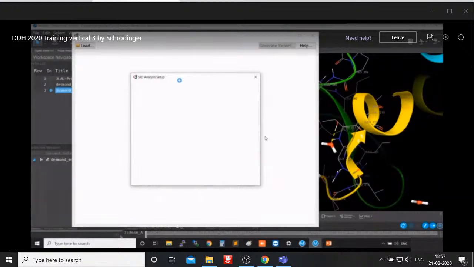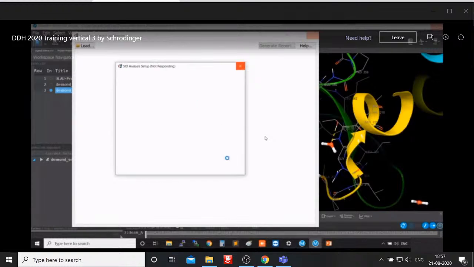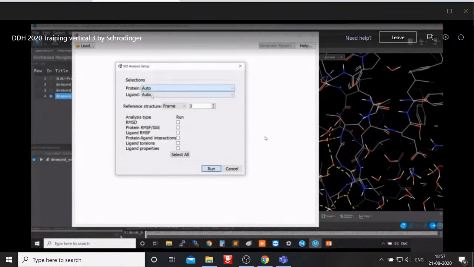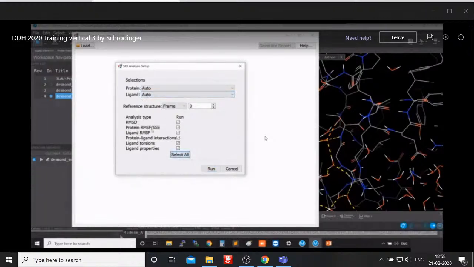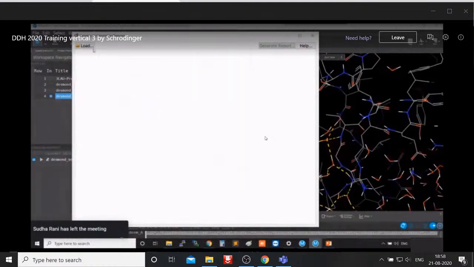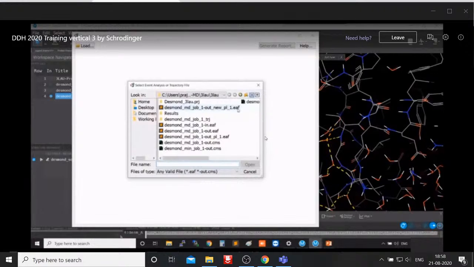For example, this is the same image which I showed you in the presentation. It takes some time to load the complete trajectory data, but it will give you all the options. For example, this is the analysis setup. Protein is picked automatically, ligand is picked automatically. You will have various types of analysis which you can do using this simulation interaction diagram, and that's it. You just need to click on run. It will do everything for you, and in the background it will create a file called eaf.ef. You just need to open it.